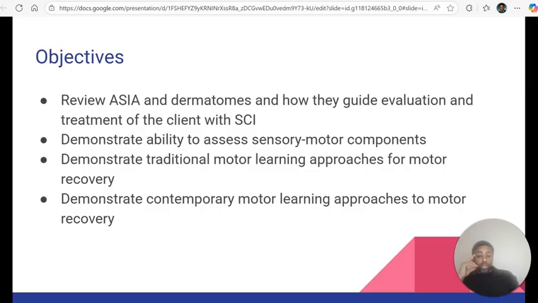We will also look into the different ways to assess sensory and motor components after a neurological diagnosis or spinal cord injury. In addition, we will look at the traditional and the contemporary motor learning principles for motor recovery.